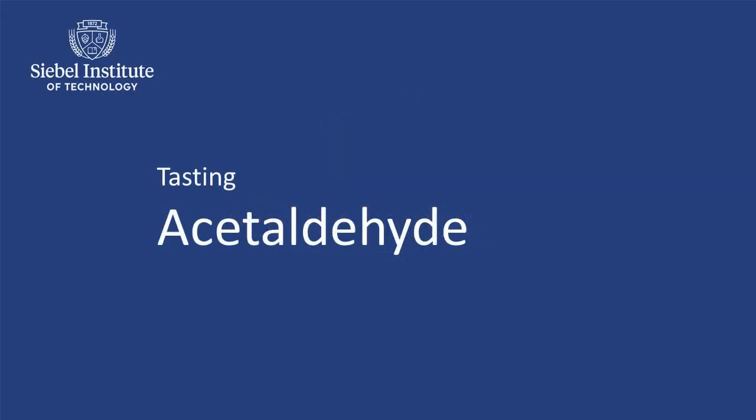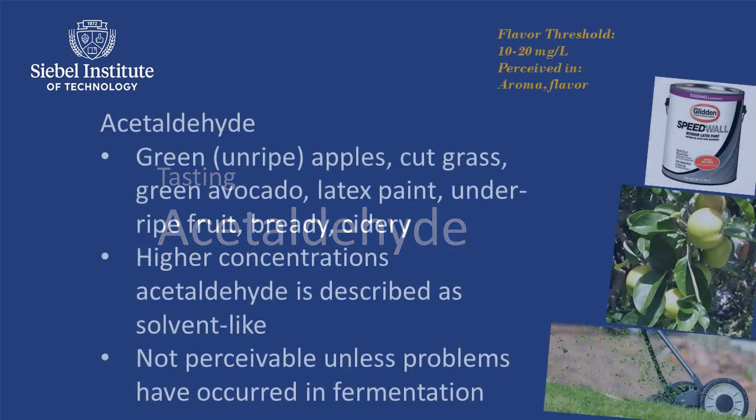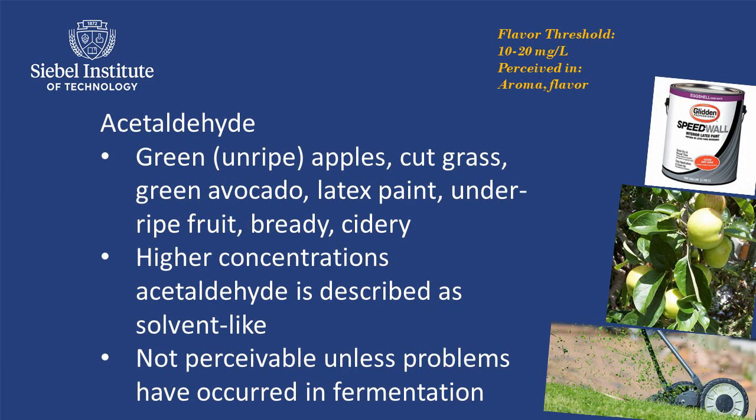Most noted for the aroma of unripe apples, acetaldehyde is produced during fermentation, but usually is not perceivable unless problems have occurred in fermentation or in the maturation of fermented beer. Brewers using healthy yeast and appropriate brewing techniques should be able to minimize any presence of acetaldehyde in finished beer.